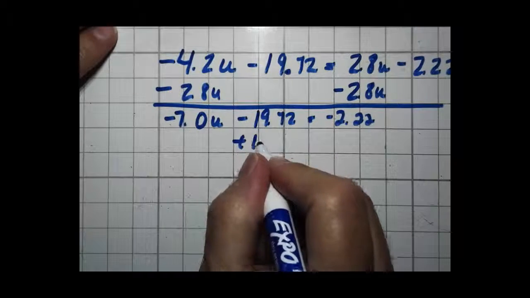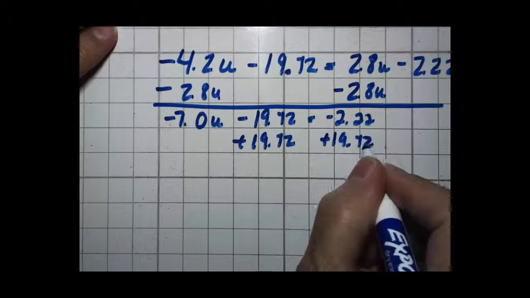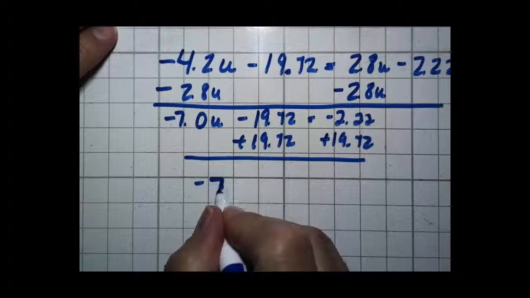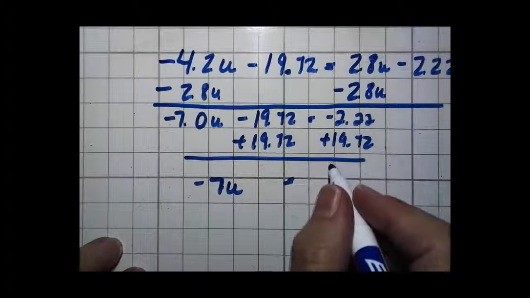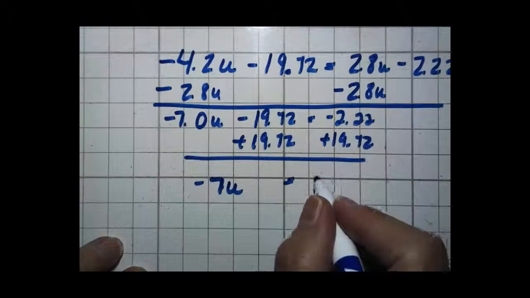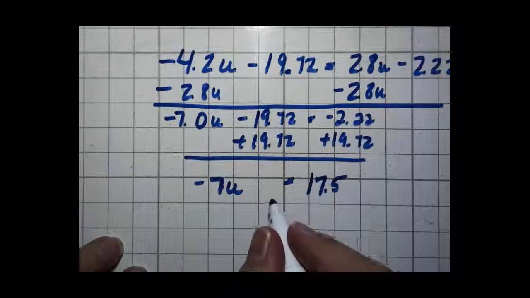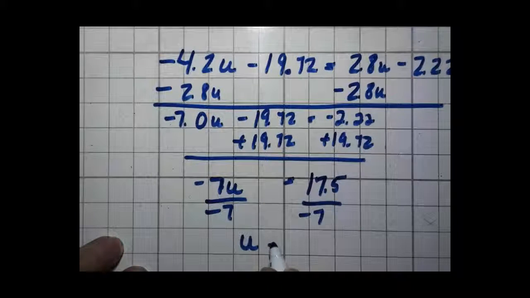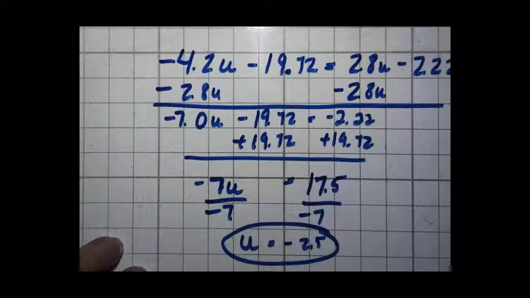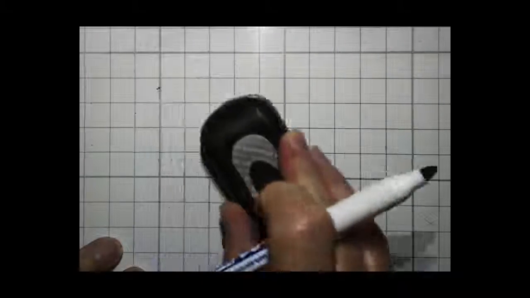Now we're going to move the negative 19.72. Since it's negative, we're going to make it positive when we move it to the other side. And we get negative 7u equals, let's see what we have. Negative 2.22 plus 19.72. I've got my handy dandy calculator out, and that's 17.5. So to find out what u equals, I divide both sides by negative 7, and I get u equals negative 2.5. And there's my answer. So things stay the same whether it's whole numbers, fractions, or decimals.